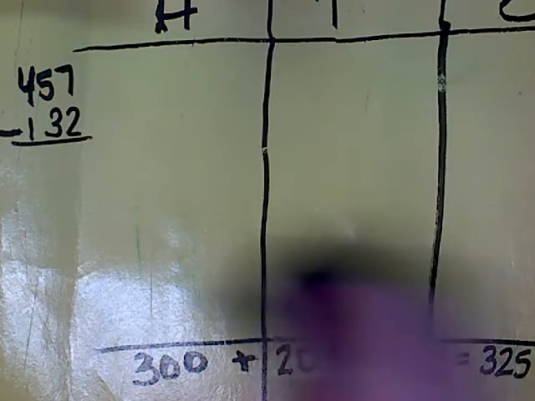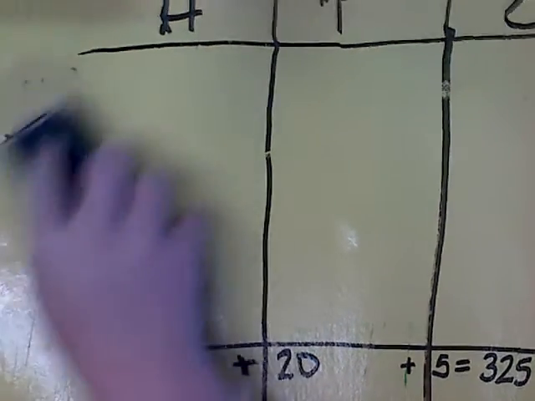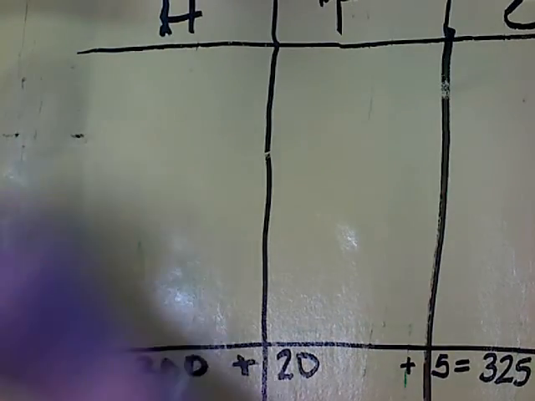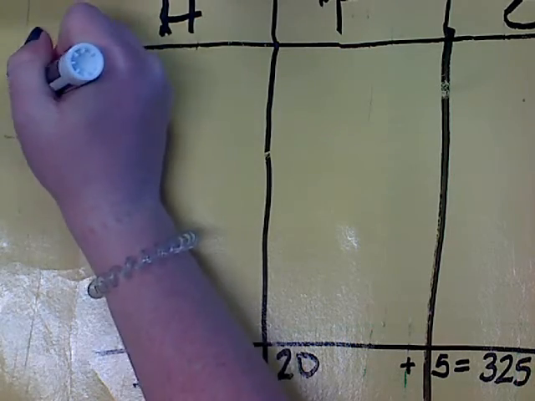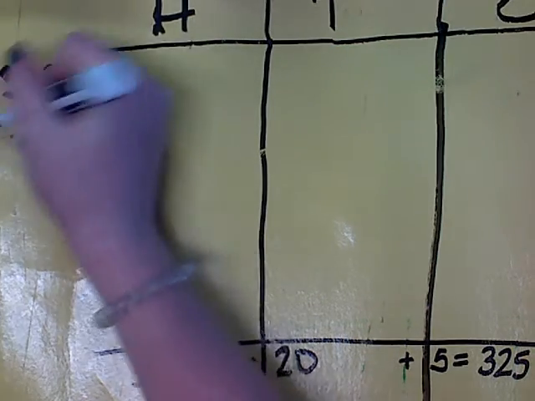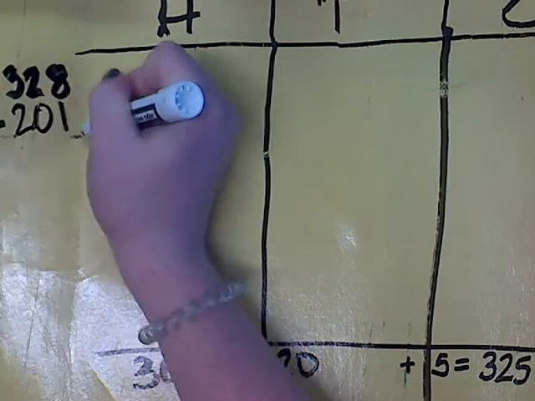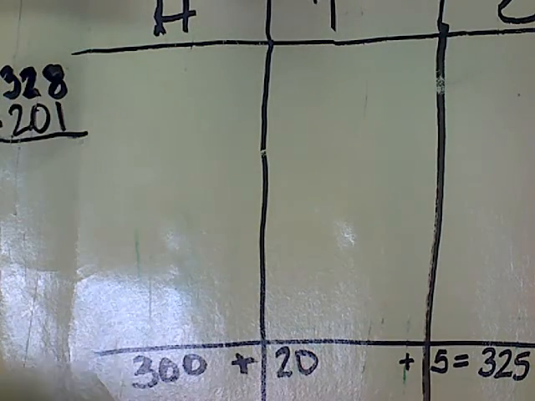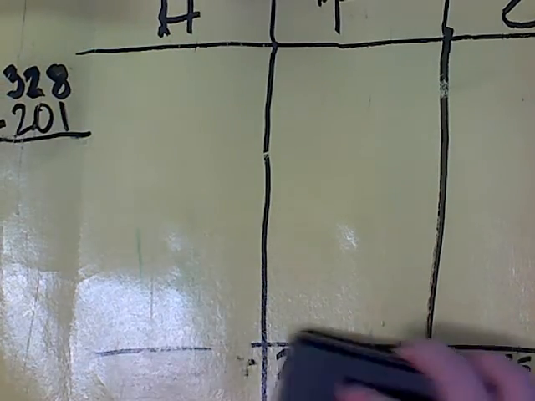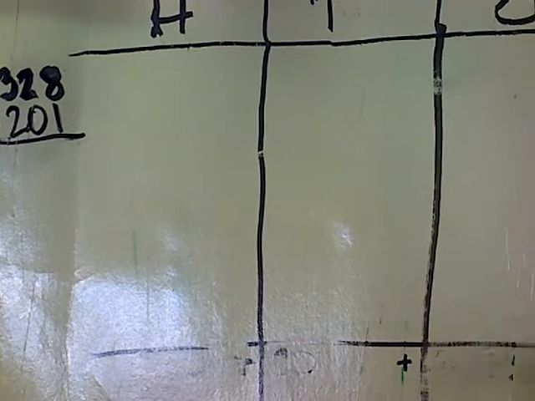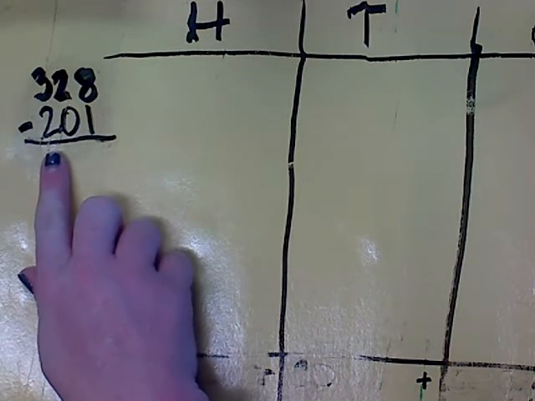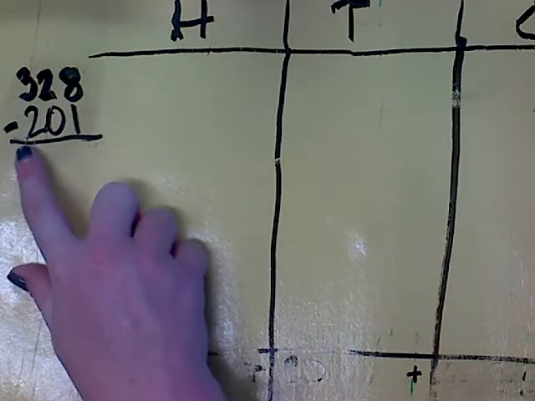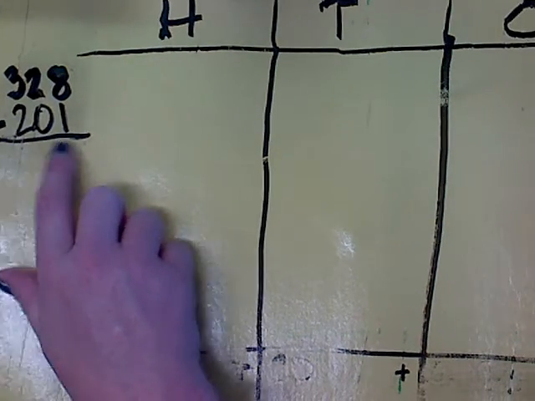This time I'm going to subtract 201 from 328. Again, I'm going to build my greatest number, and the greatest number here is 328. And then I'm going to take away 201 from that.